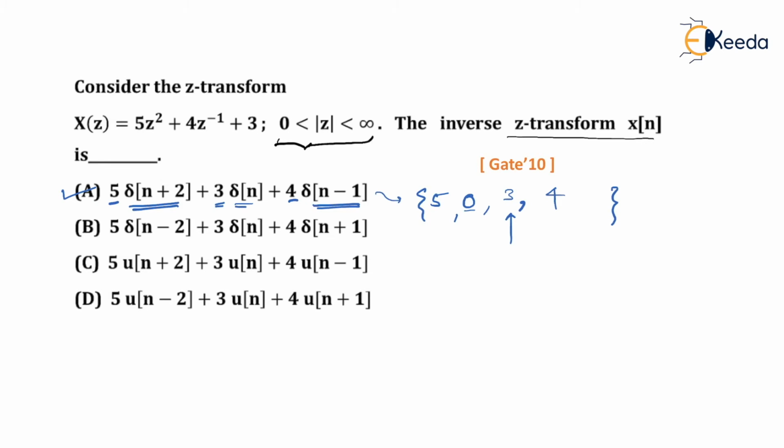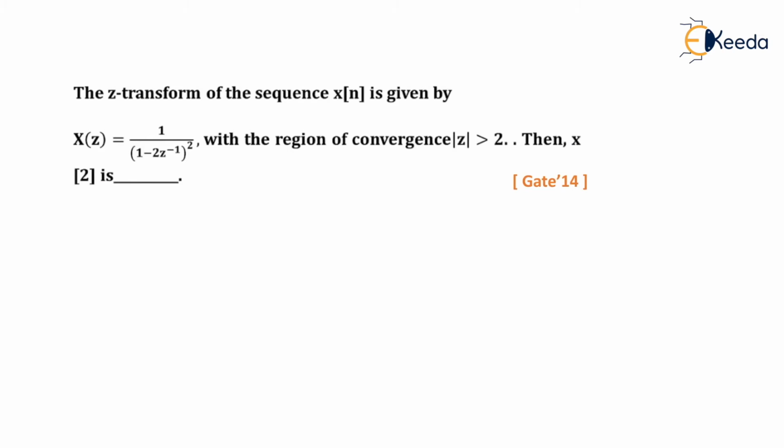So we have learned that when x of n is given in sequence form, how to express it in terms of delta function, and if it is given in shifted impulse form, then how to express that into sequence form, and vice versa also. If the sequence form is given, how to get it in terms of shifted impulses. So I'm sure you got this problem. Let's move to the next problem.